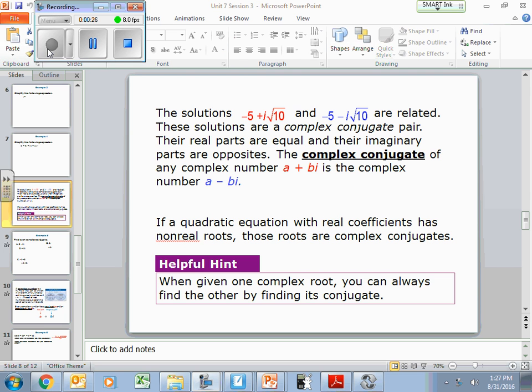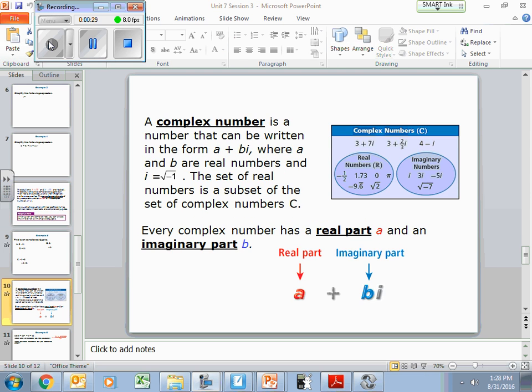Let's back this up for just a second. In mathematics, you're thinking of an addition problem, where the addition sign is linking two pieces together: a real part and an imaginary part. It says here a complex number is a number that can be written in the form a plus bi. The i part is important.